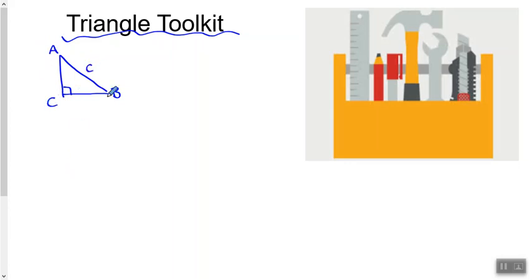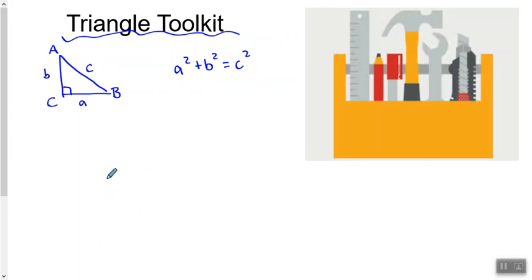Hi guys, so before we start our lesson on 6.3, the cosine ratio, I want to talk quickly about our triangle toolkit. Our triangle toolkit is all the tools that you need to solve problems involving right triangles. Here we have a right triangle, let's call it ABC. Our hypotenuse, across from our right angle, is C, this leg is A, and this leg is B. We already know we have our Pythagorean theorem, so a squared plus b squared equals c squared.